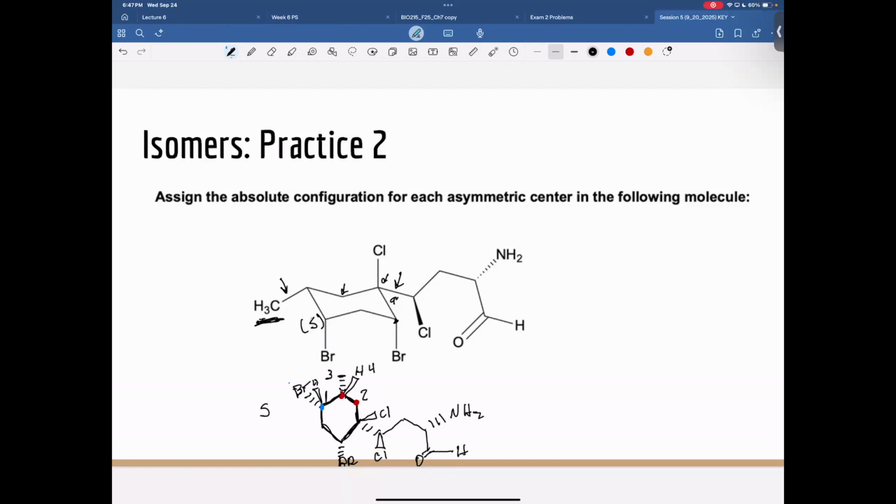So we assign this RS. What do we think this is? The way it is, do we think it's RS? Before we flip it. Is that S? Yes, it is S. But because our hydrogen is on the wedge, we're going to flip it and make it R. So this is R.